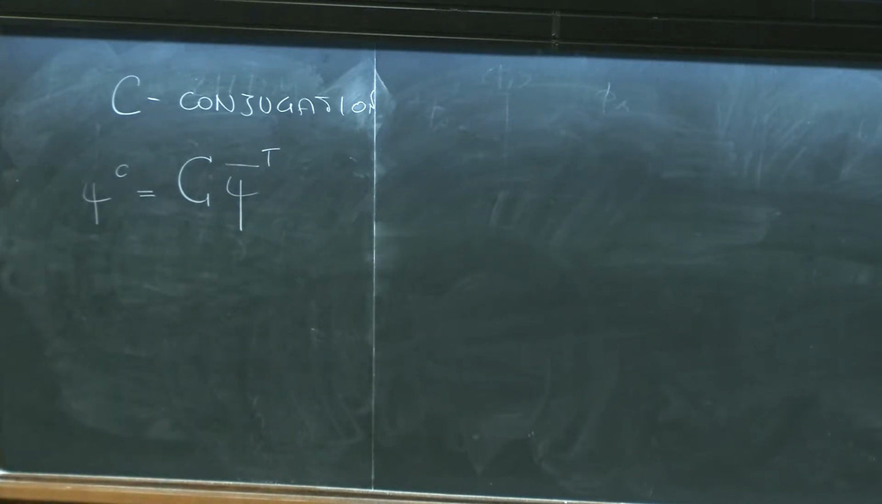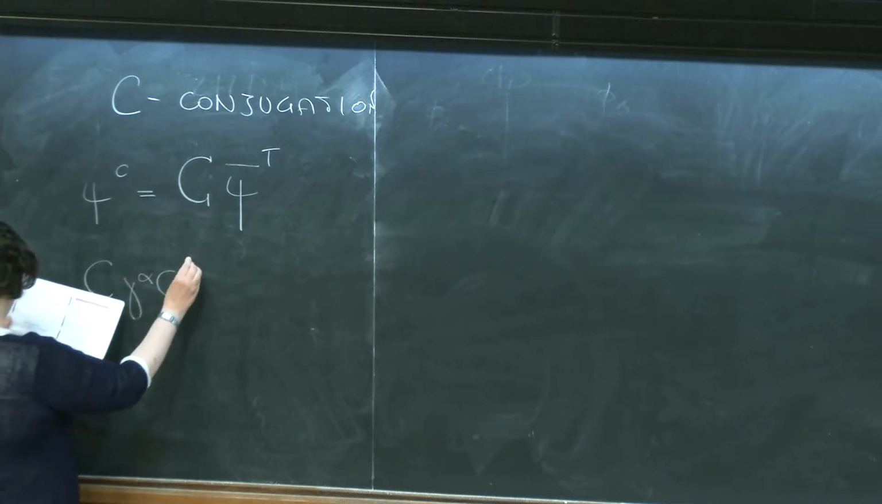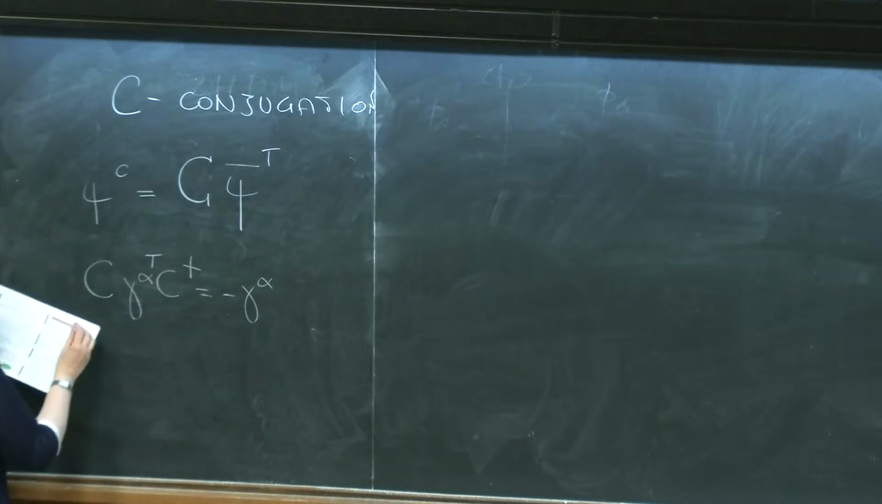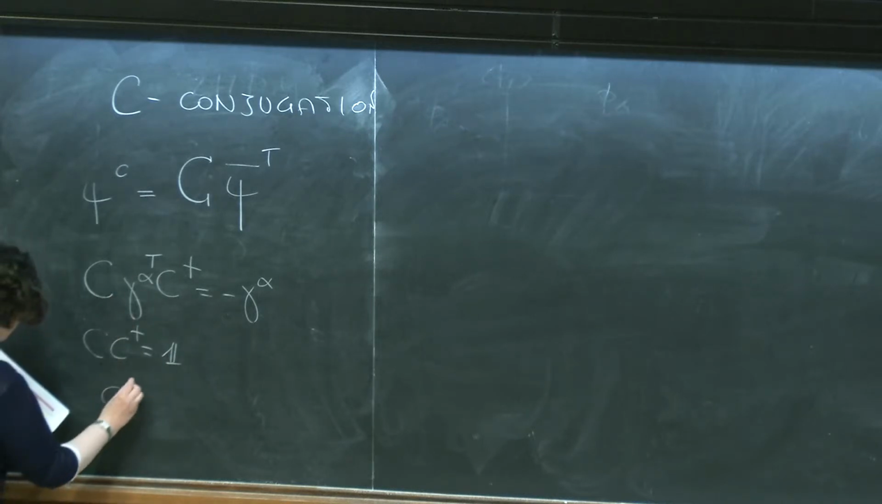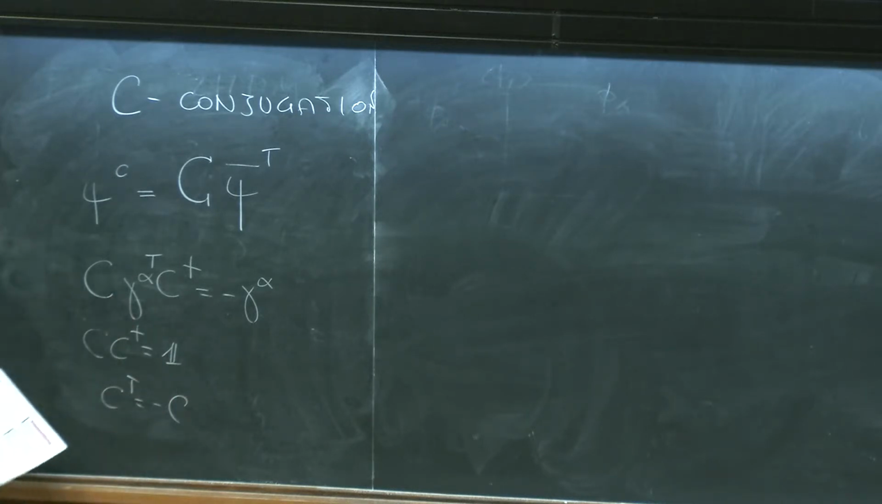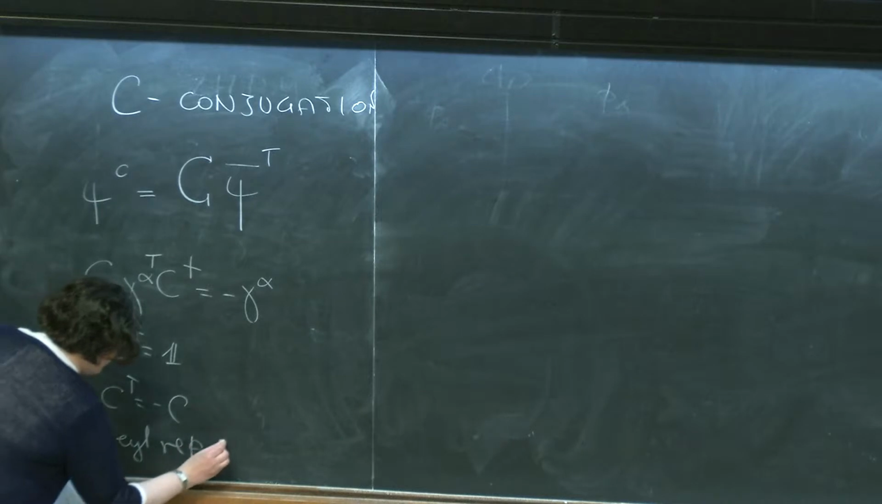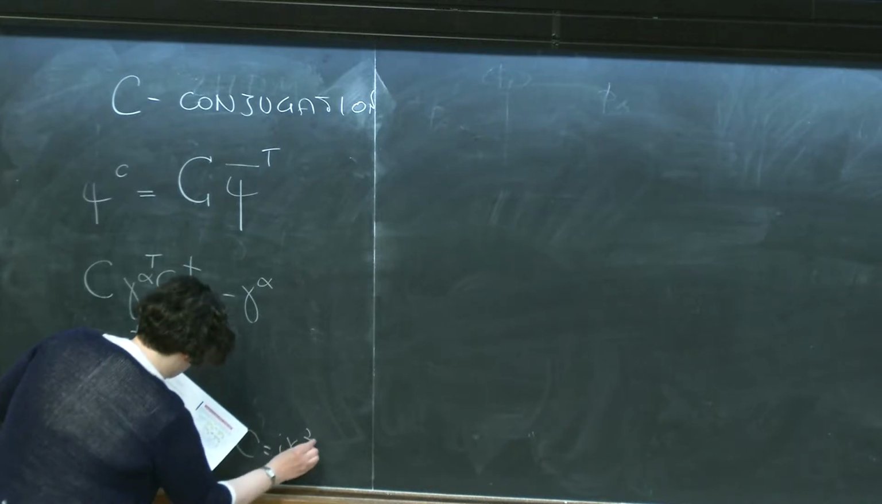I guess you must have seen this in the Standard Model lectures, right? So what are the properties of C? We have that Cγ^α C† is minus γ^α transpose. Then C†C is the identity, and C transpose is minus C. If you choose one specific representation of the gamma matrices, for instance the Weyl representation, then C is iγ^2γ^0.